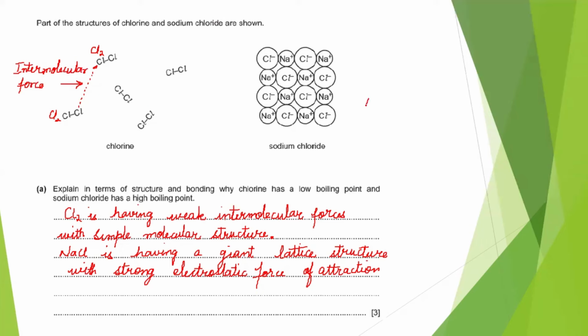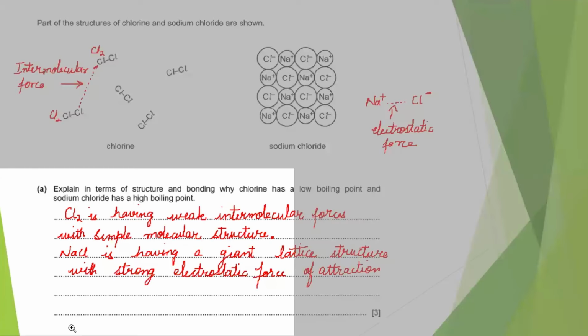On the other hand, this is a sodium cation and this is a chloride anion. They have a force of attraction which we call electrostatic force of attraction. That is strong. So let's move further.